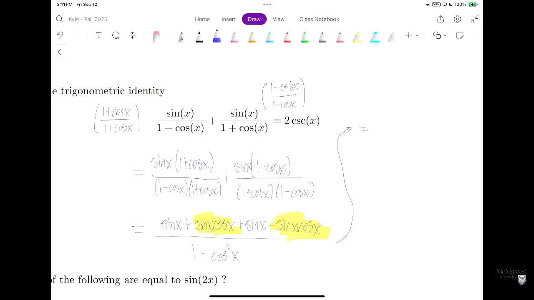So here we're left with in the numerator 2 sine of x. And in the denominator we have 1 minus cosine squared of x. Does anyone know what that denominator is equal to? Sine squared of x. So we have 2 sine of x divided by sine squared of x. So one of those copies is going to go away. We'll have 2 over sine of x, which is equal to 2 times the cosecant of x.